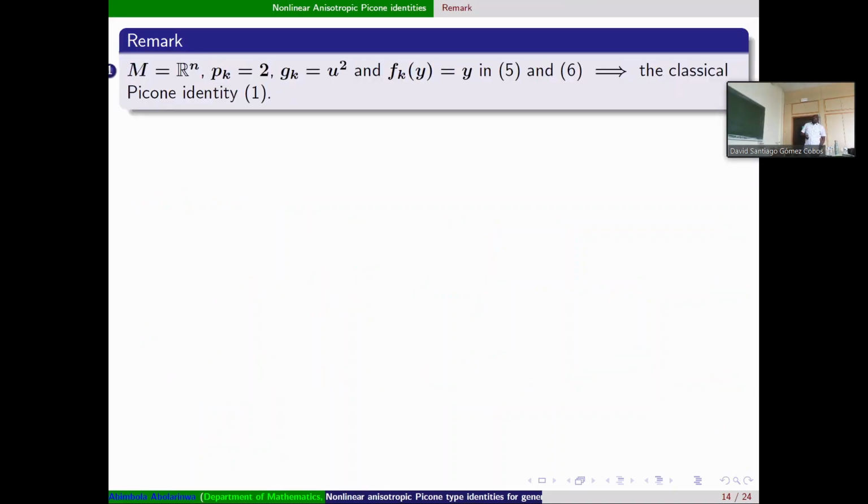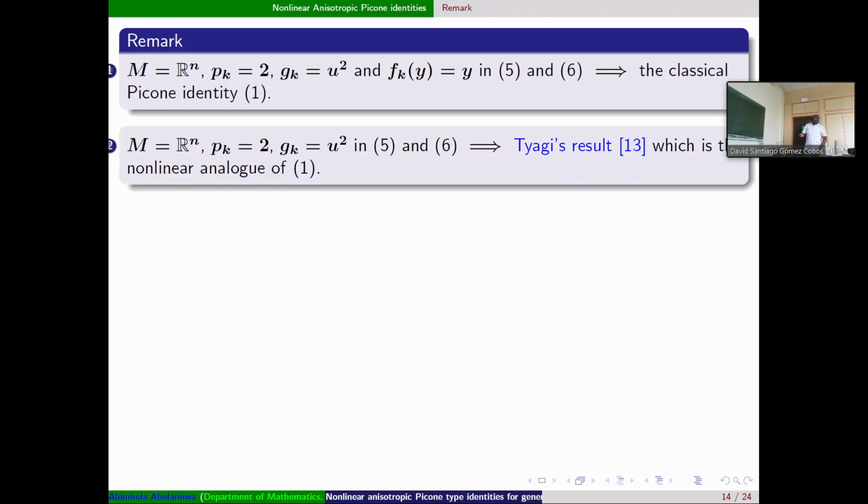If you have M to be Euclidean, and you take p_k to be 2, you take g_k to be u squared, you take f_k of y to be y, in those 5 and 6 I defined, then this is the classical Picone identity. That is the one for the Laplacian, by anisotropic. So that's what you have.